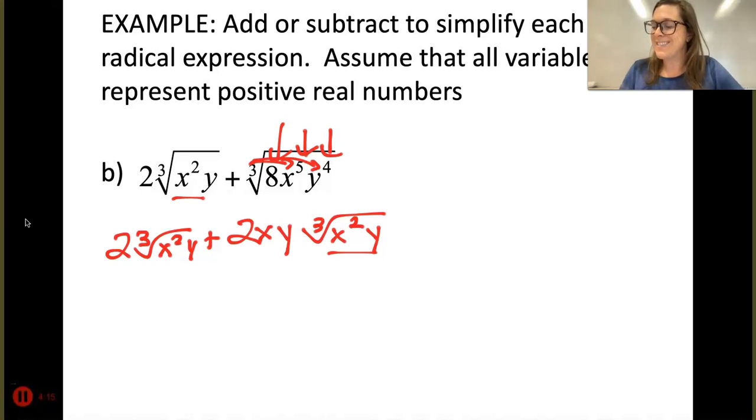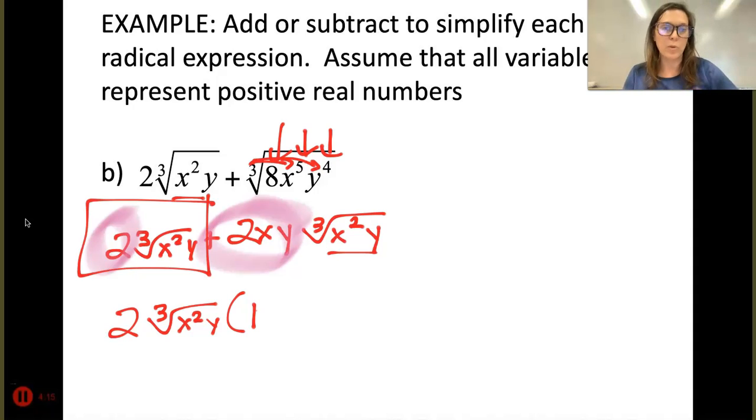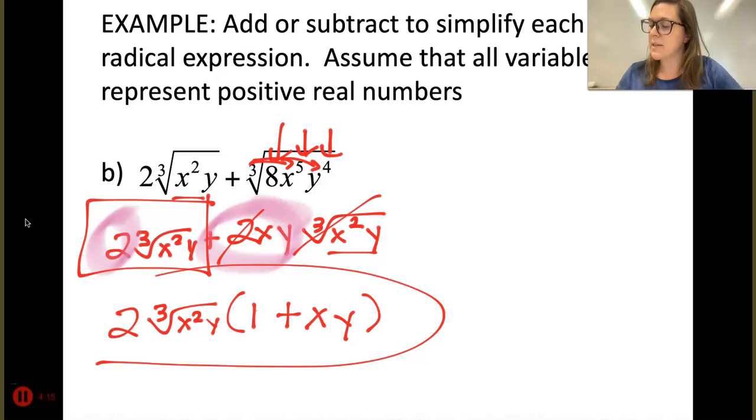Well, I can't add 2 and 2xy. So what we can do is we can factor out all the greatest common factors. So everything that's in common. So what's in common? I've got a 2 and I got a cube root of x squared y. So if I take that out of the first, I'm left with 1, right? If I take it out of this chunk, that's everything. So I'm left with 1. Plus, if I take out the 2 here and take out there, I'm just left with xy. So that's how we're going to simplify it further.